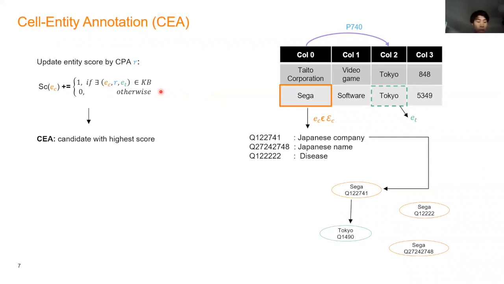For example, in the table, we see the CPA relation P740 can connect the candidate Sega, Japanese company, to Tokyo, and then we can update the score for these candidates. Finally, the CEA is the candidate with the highest score.